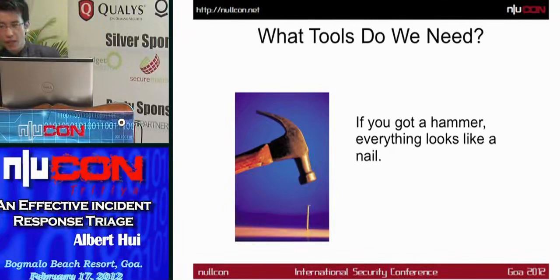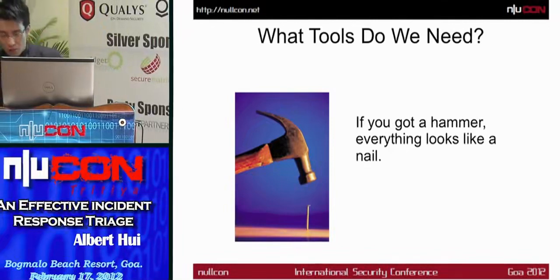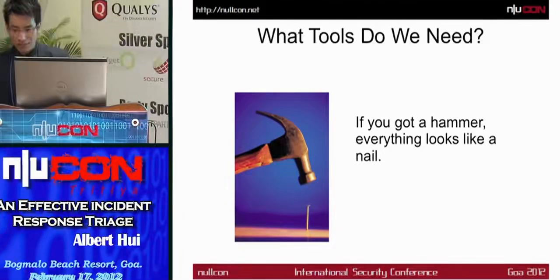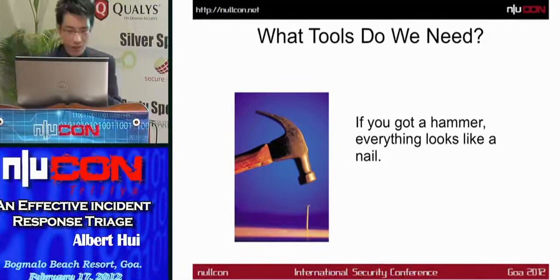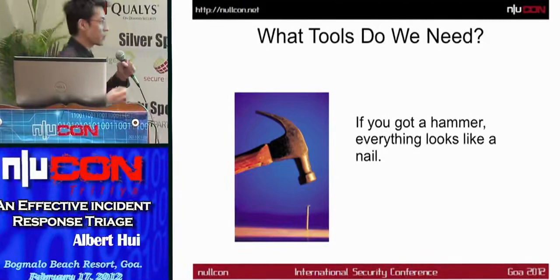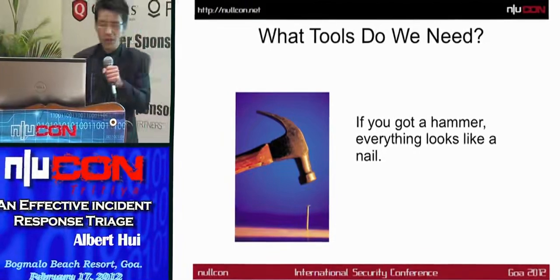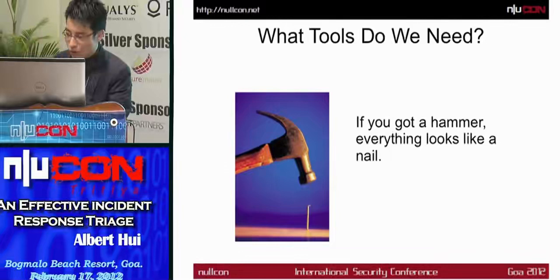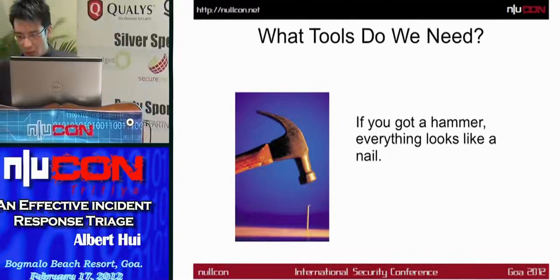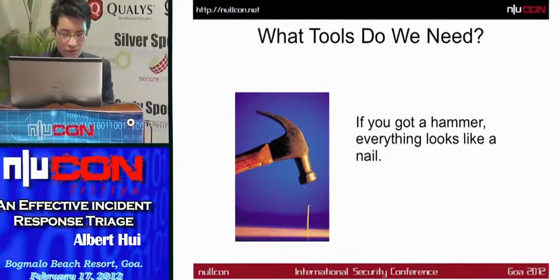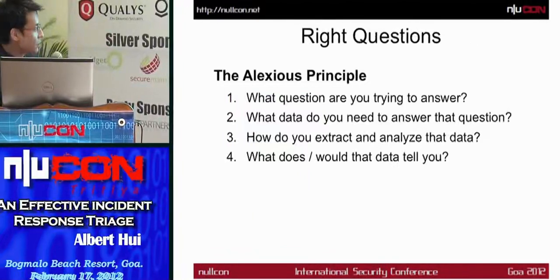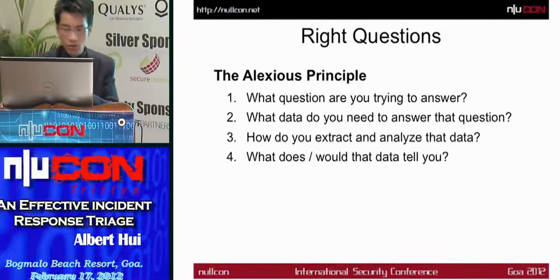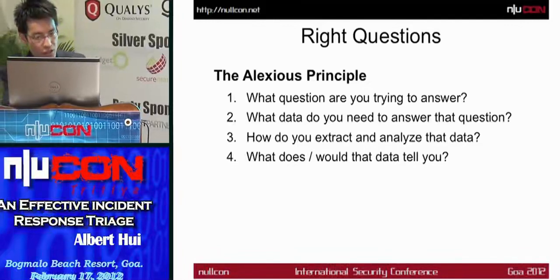At times, and again, I've seen analysts being swarmed by all these options, what tools to use. Typically, an analyst will try to get the most nearby tool and try to do stuff about the incident because that is what is most available to him. But I argue it's not the right approach because if you've got a hammer, everything looks like a nail. And we try to put order and process into this. And the right question to ask, there are several principle models to follow. First is the Alicia's principle.